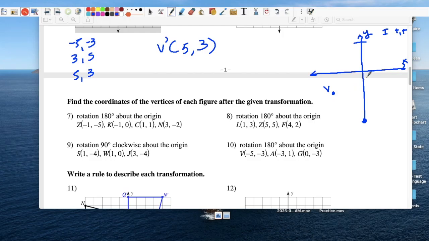Point A is (-3, 1): 3 to the left and 1 up. So here's where point A is. Point A travels 180 degrees. It's going to travel 90, right? 1 quadrant over, and it's going to go another 90.